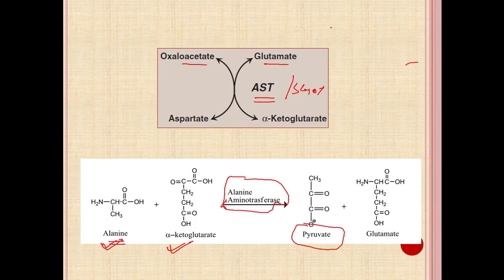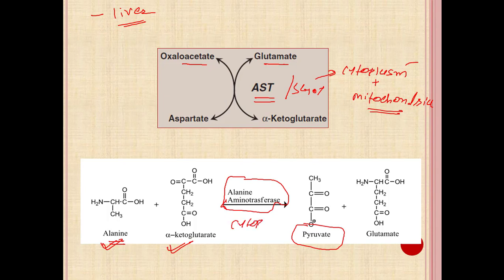Also remember that both enzymes occur mainly in the liver. The AST is mainly present in the cytoplasm as well as mitochondria in the cell, whereas the ALT is only present in the cytoplasm.